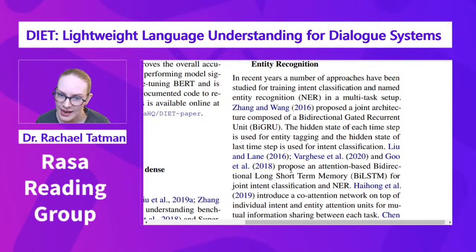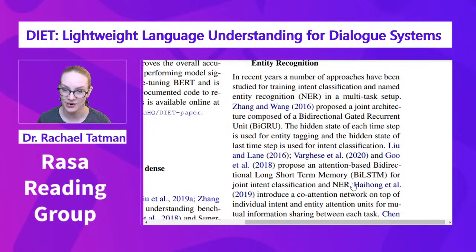Liu and Lane, Varkese? I don't know about that one. Et al. And Gu et al. If this isn't Gu, I'm going to feel real bad. Apologies if I mispronounce anyone's names. And if anyone can correct me, please always feel free to do so. Propose an attention-based bidirectional long short-term memory, there we go, for joint intent classification and NER.